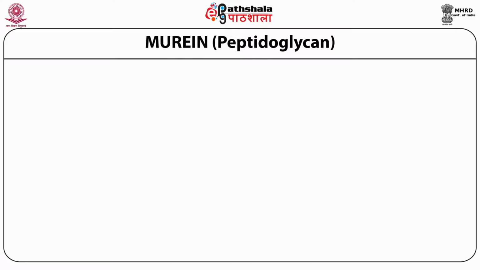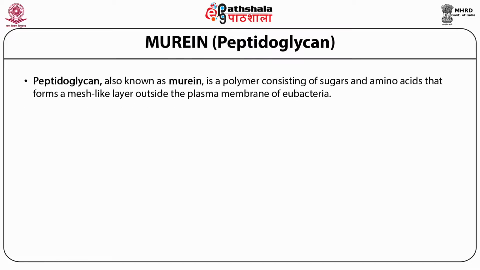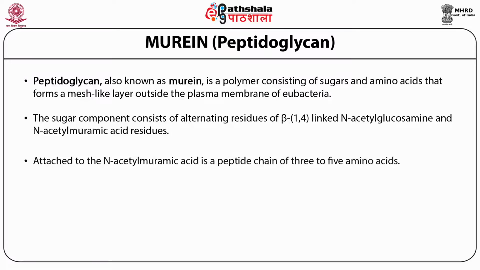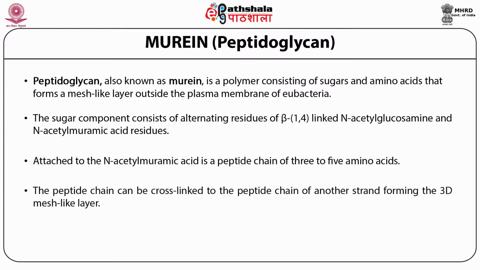Murein, peptidoglycan. Peptidoglycan, also known as murein, is a polymer consisting of sugars and amino acids that forms a mesh-like layer outside the plasma membrane of eubacteria. The sugar component consists of alternating residues of beta-1,4 linked N-acetylglucosamine and N-acetylmuramic acid. Attached to N-acetylmuramic acid is a peptide chain of 3 to 5 amino acids. The peptide chain can be cross-linked to the peptide chains of another strand, forming a 3D mesh-like layer.